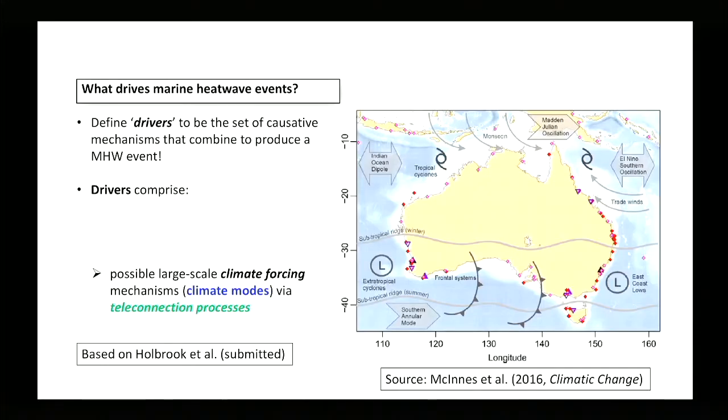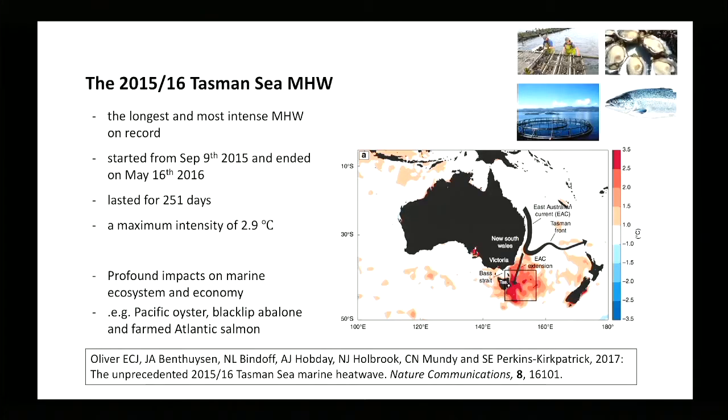And then the drivers, as I said, are really those climate modes and teleconnection processes that are going to basically inform the local responses to the changes in sea surface temperature anomalies that are expressed as the marine heat wave itself. So one case study then is the 2015-16 Tasman Sea marine heat wave, which is fairly recent.